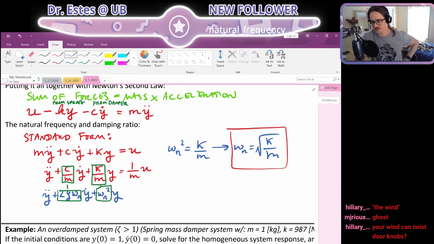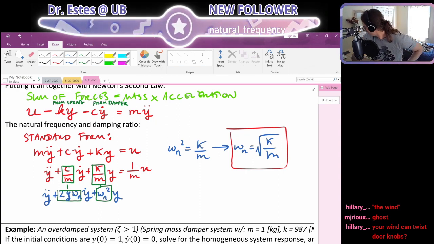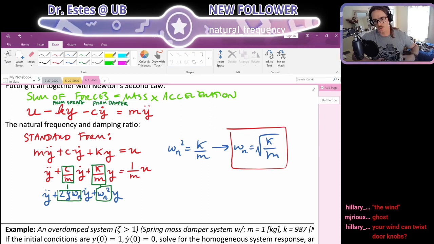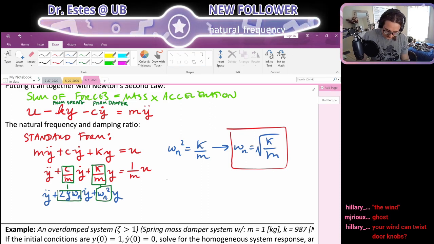Your wind can twist doorknobs. Look. Maybe it wasn't totally securely locked in.